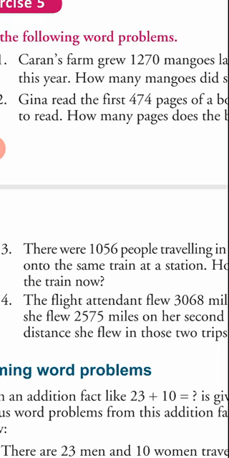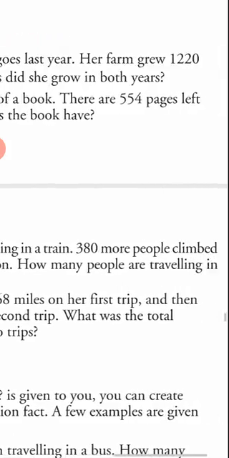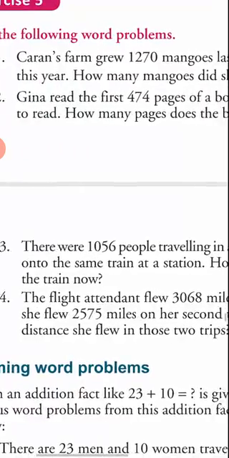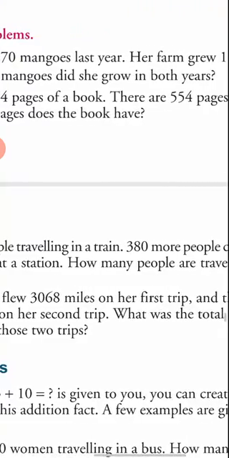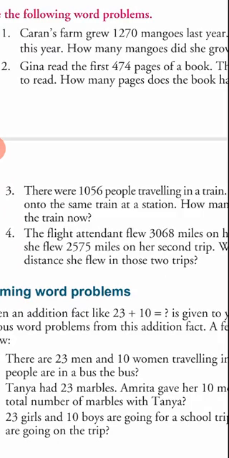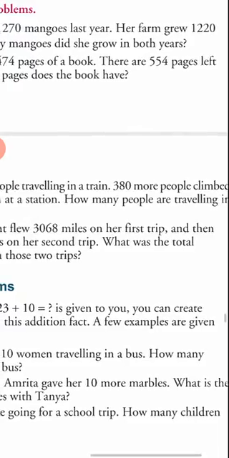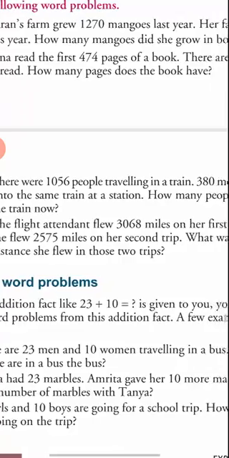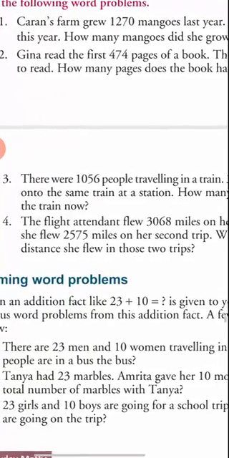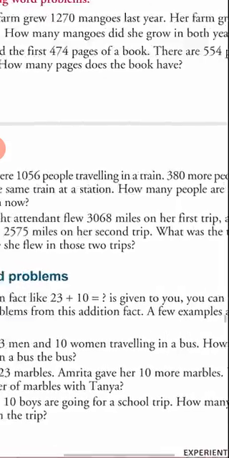Karen's farm grew 1270 mangoes last year. Her farm grew 1220 this year. How many mangoes did she grow in both years? Now it is given that the number of mangoes grown last year is 1270 and this year her farm grew 1220. This means you have to calculate the total number of mangoes that she grew in both years.